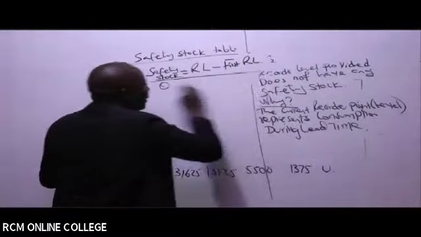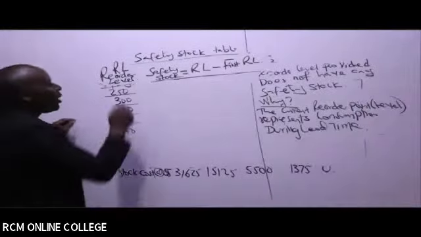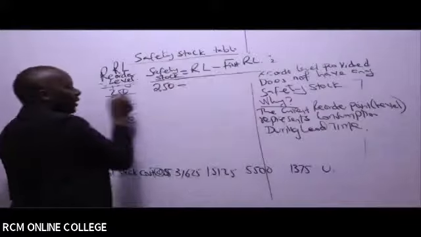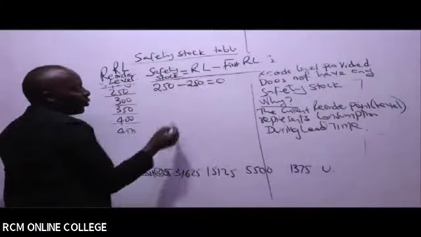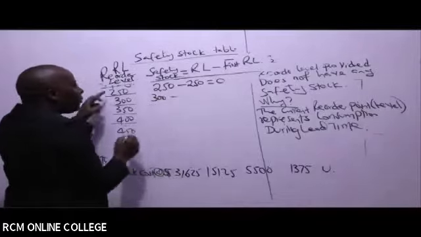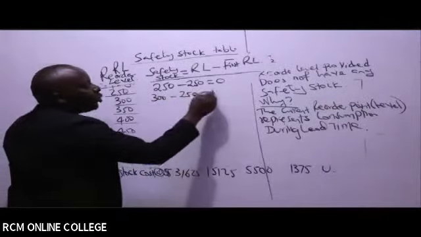Allow me to explain something here. Anytime you want to get the safety stock, you take the reorder level minus the first reorder level. This is the first reorder level, minus 250, so this will give you 0. Then you take the second reorder level, 300, minus the first reorder level, 250. So that's what you do.